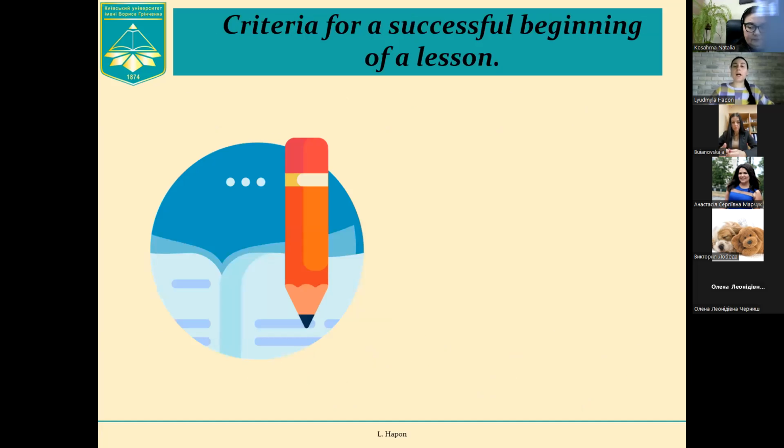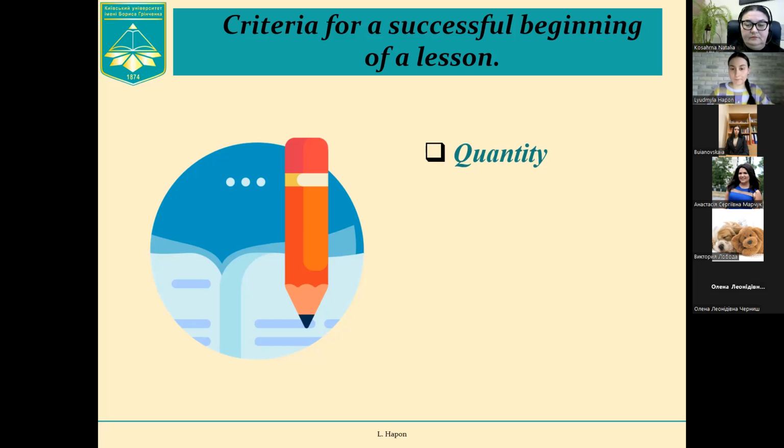So, first of all, I would like to introduce some criteria that I suppose are really working. The first criterion is called quantity. Quantity speaks about the amount of time and the amount of tasks you prepare for the beginning of the class. Usually, it doesn't take more than 5 minutes. If it does, it means that you have to shorten it.